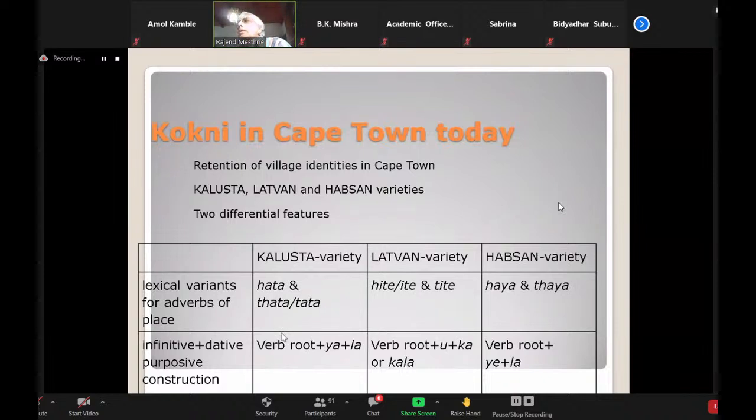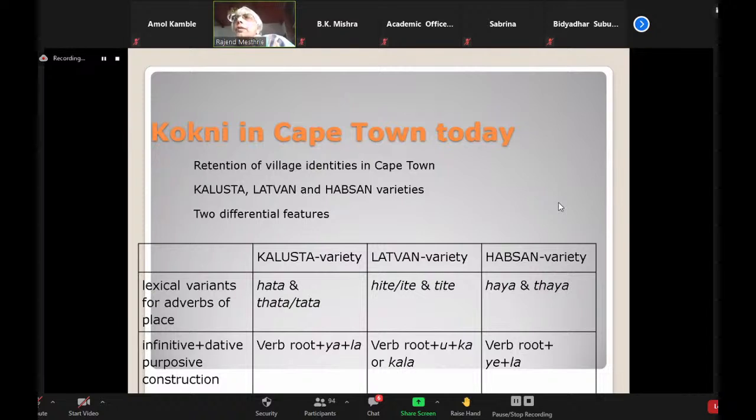And this is based on Ruta's ongoing PhD. We think she'll finish by the end of the year. If you look at the adverbs of place, the words here and there, I've changed your spelling slightly, Ruta, if you are in the audience, to make them a little more accessible. And the words for here are hata in the Kalusta variety of Cape Town, but it's hite or ite in the Latvan variety, and it's haya in the Hapsan variety.